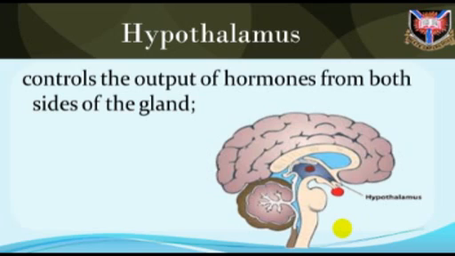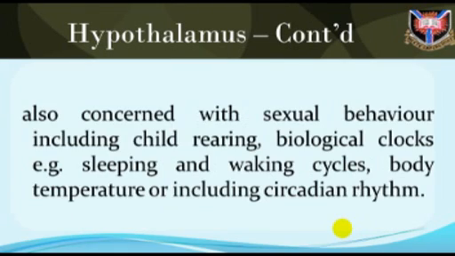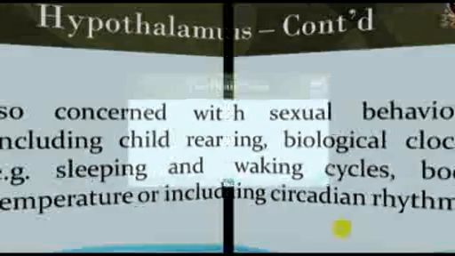This structure is also responsible for the control of autonomic nervous system, appetite and satiety, thirst and water balance, body temperature, emotional reactions, e.g., pleasure, fear, and rage. It is also concerned with sexual behavior, including child rearing, biological clocks, e.g., sleeping and waking cycles, body temperature, including circadian rhythm.